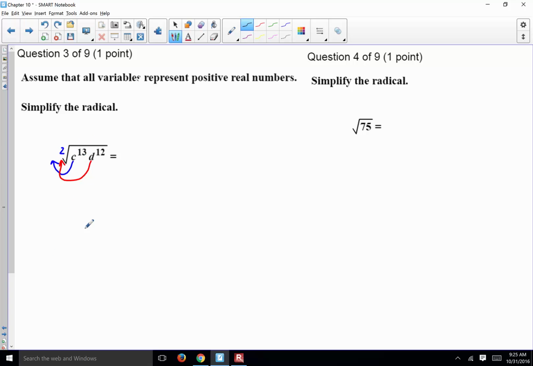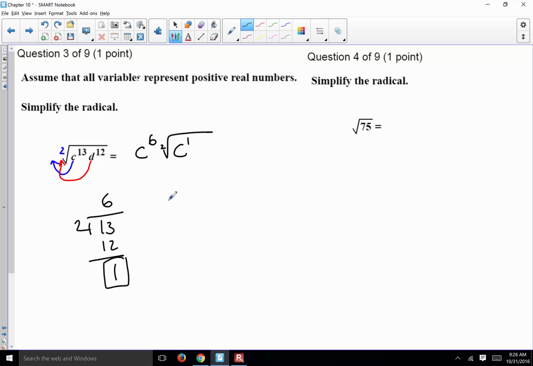So I'm starting with 13. 2 goes into 13 6 times, and the remainder is 1. That means C to the 6, C to the 1. Do you agree? Look how quickly I did. Divide 13 by 2, it's 6, C to the 6. What is left? The remainder is 1, so C to the first is left.